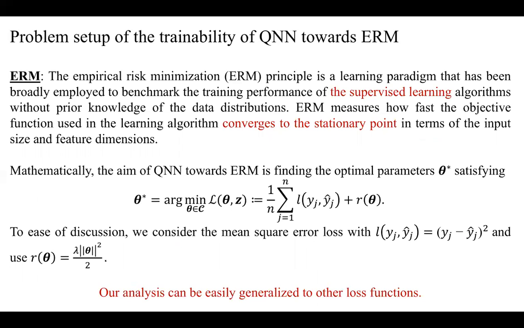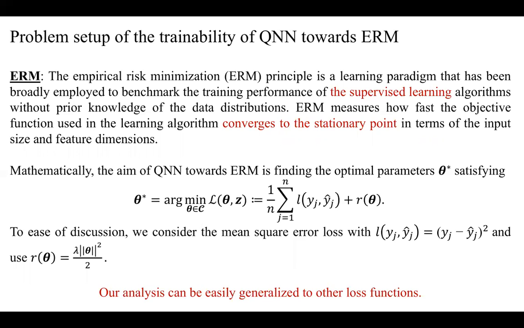We now move on to explore the trainability of quantum neural networks toward the empirical risk minimization principle. In particular, empirical risk minimization, also called ERM, is a learning paradigm that has been broadly employed to benchmark the training performance of supervised learning algorithms without prior knowledge of the data distributions. ERM measures how fast the objective function used in the learning algorithm converges to the stationary point in terms of the input size and feature dimensions.